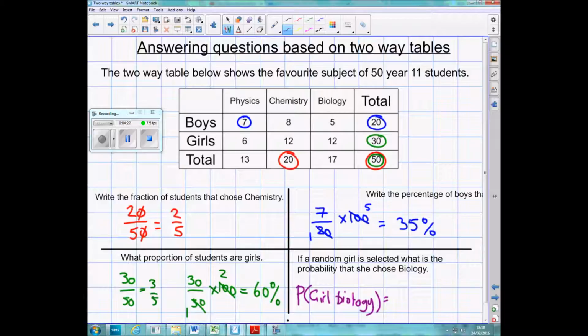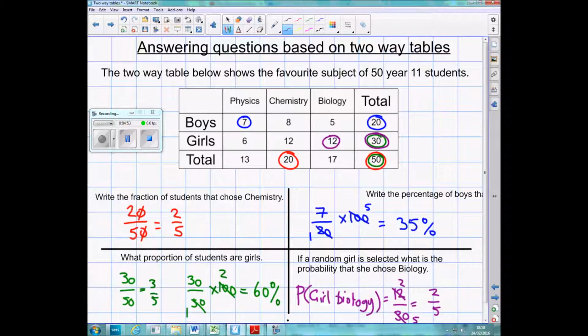So we're going to identify the amount of girls, which is 30, and there were 12 that chose biology. So if you remember, probabilities usually we like to write as fractions. So 12 out of 30, which I believe 6 is the highest common factor of both of those. So divide them both by 6. So we've got 2 and 5. So we've got the probability of a girl doing biology is 2/5.